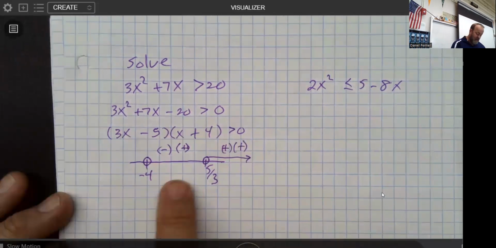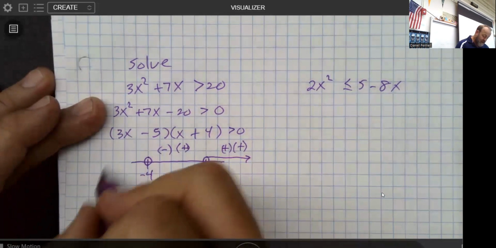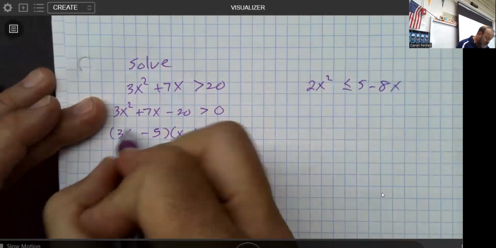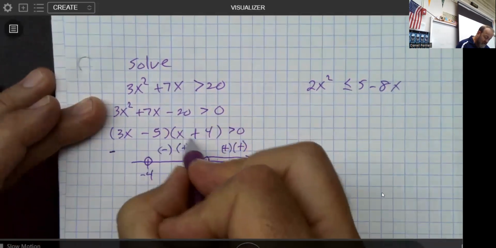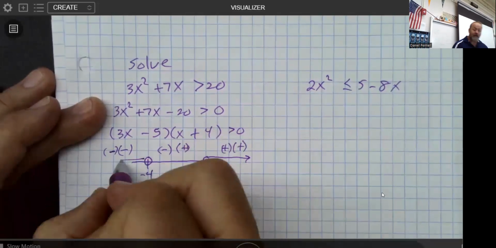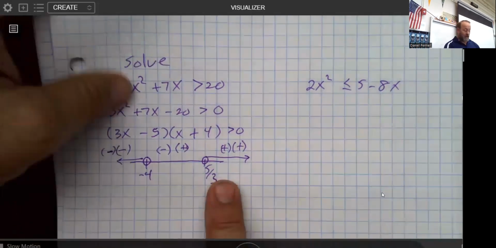So I don't want to be in here. And then, of course, last but not least, if we come to this left side, anything that you plug in out here, like -10 or -100, this portion is going to be negative, and -100 plus 4 is -96. The product of two negatives is a positive. So it appears that this is the region that works.